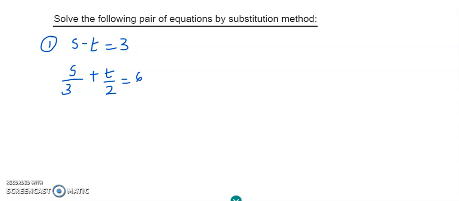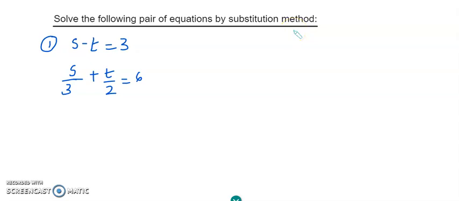Hello everyone. In continuation with the previous video on the substitution method for solving a linear pair of equations, I am continuing this video by taking very special and a little bit difficult, or we can say HOT, higher order thinking questions, which I'll be solving using the substitution method.